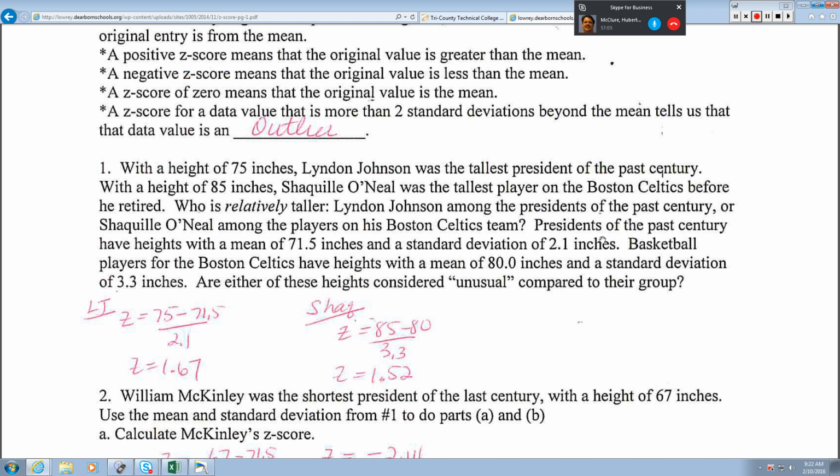It's all what? Relative. In other words, Shaq is a little fish in a big pond, and LBJ is a big fish in a little pond. Now, how do you discern that? Well, x minus x bar over standard deviation.